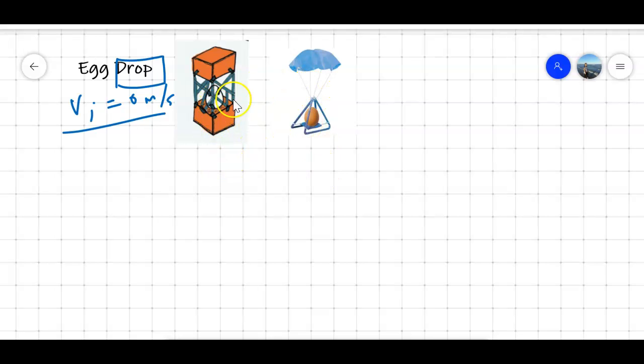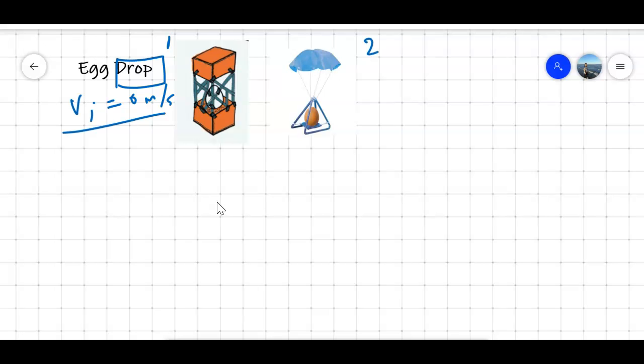As they start falling when you drop them, can you tell me what the difference is between the forces acting on structure 1 and structure 2? Take a second to think about it yourself. Notice this one has a parachute, this one does not. If you were to draw the free body diagram, what force would you represent for structure 1? Let's label this 1 and 2.